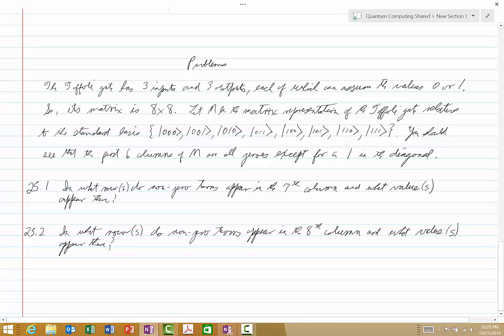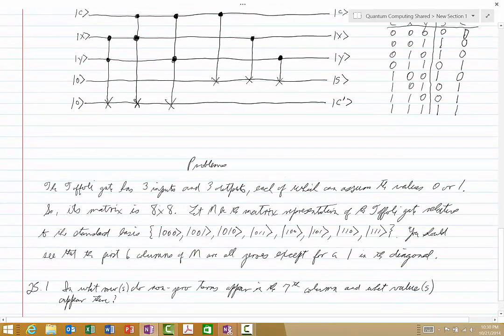And that's in this order: 0, 0, 0, 0, 0, 1, 0, 1, 0, 0, 1, 1, 1, 0, 0, 1, 0, 1, 1, 1, 0, 1, 1, 1. Now let me make sure you understand. There's a couple of things going on here that I want to make sure you're aware of. Okay, with each one of these kets, we're thinking of the first qubit as being the entry.